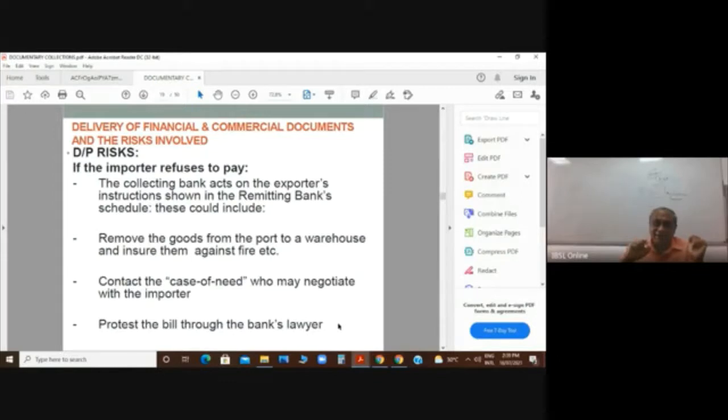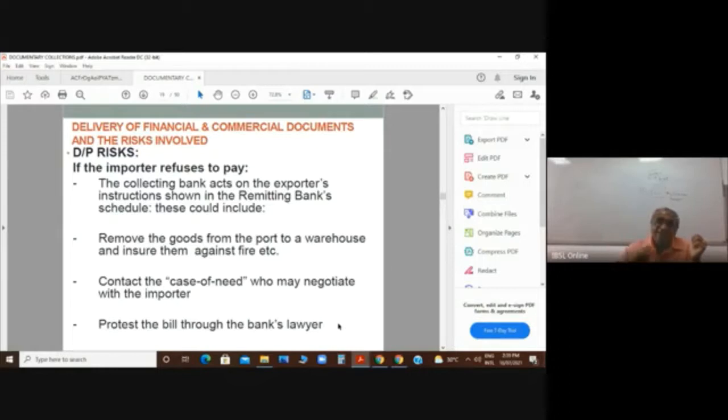Tick, right, it is there. In case these people have not accepted the documents, what are you expecting the bank to do? Inform the case of need or protest the bill. All those things are there.